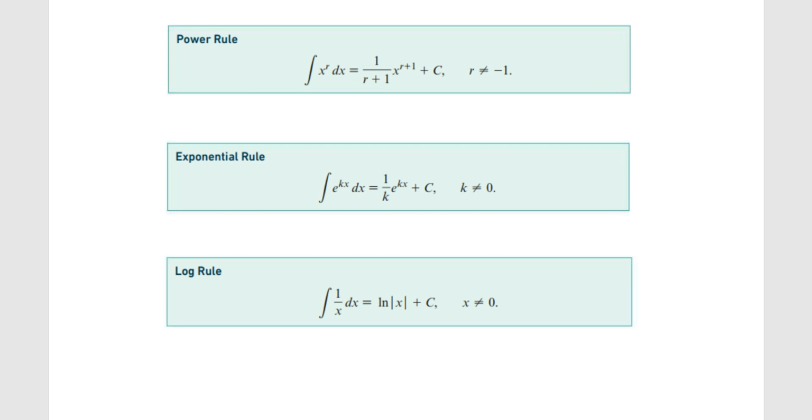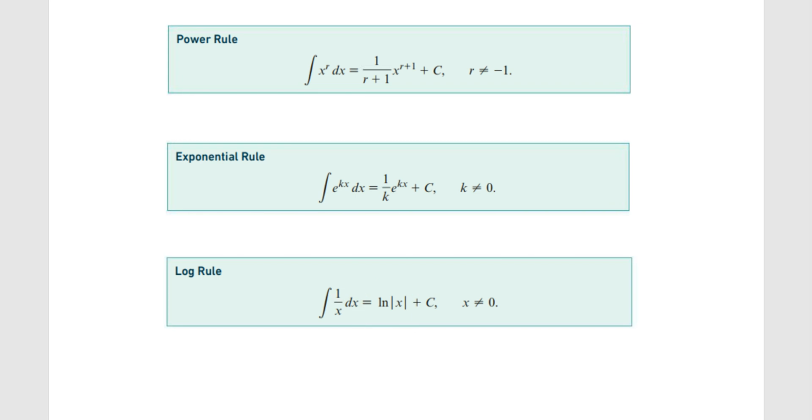Next is the exponential rule. If we're taking the integral of an exponential e to the kx dx, then it's going to stay the same, and then we're going to divide by whatever that k number is. And the only one that's a little bit less obvious is if we take the integral of 1 over x dx, that's when we get the ln of the absolute value of x.